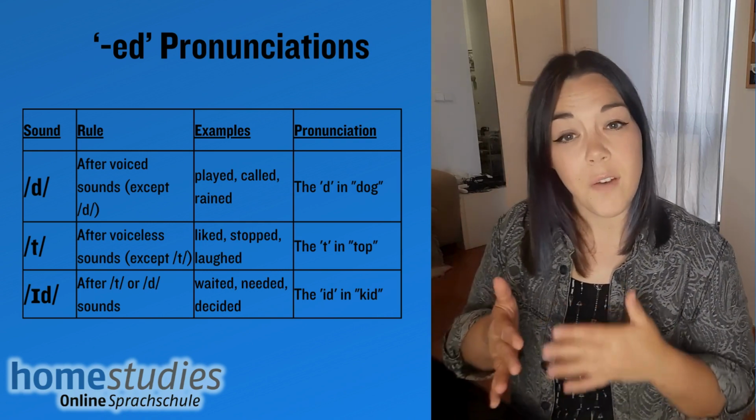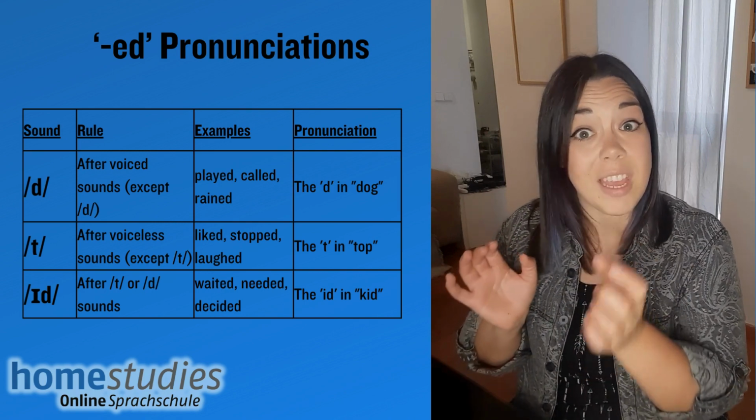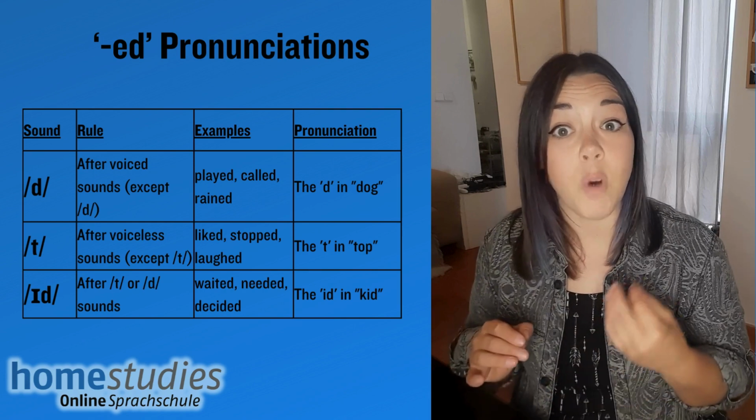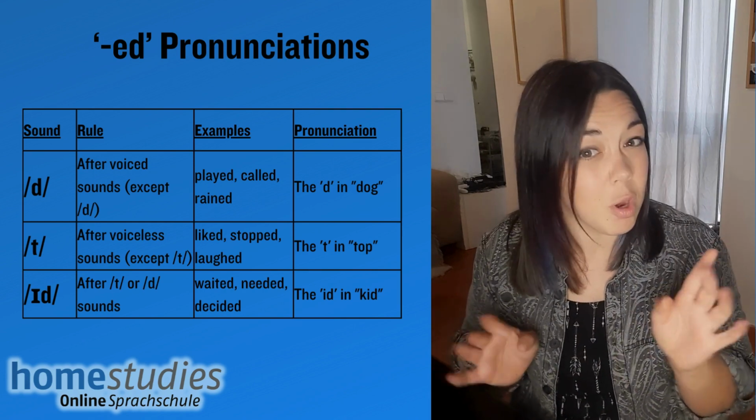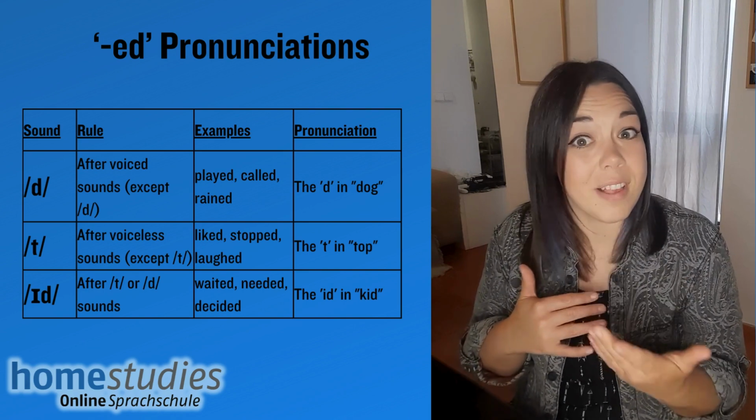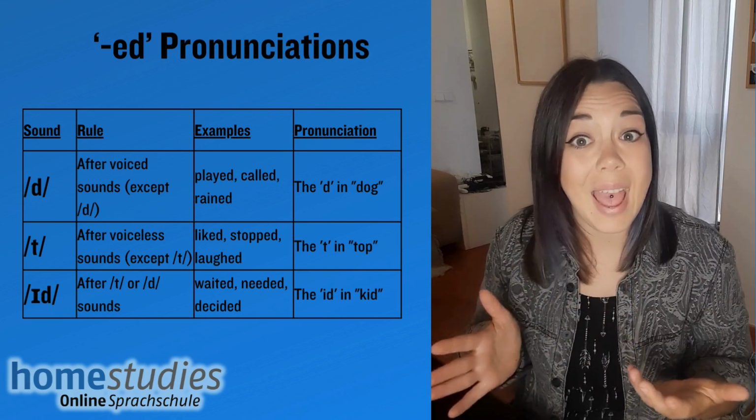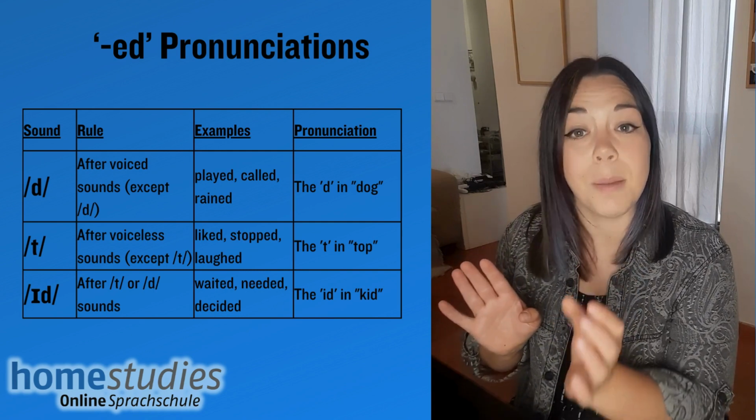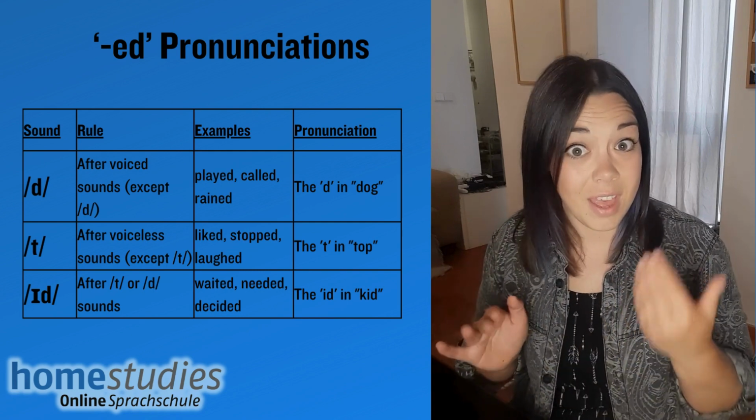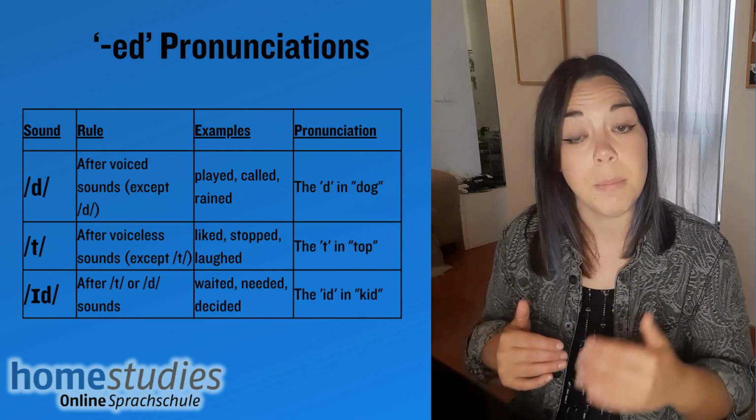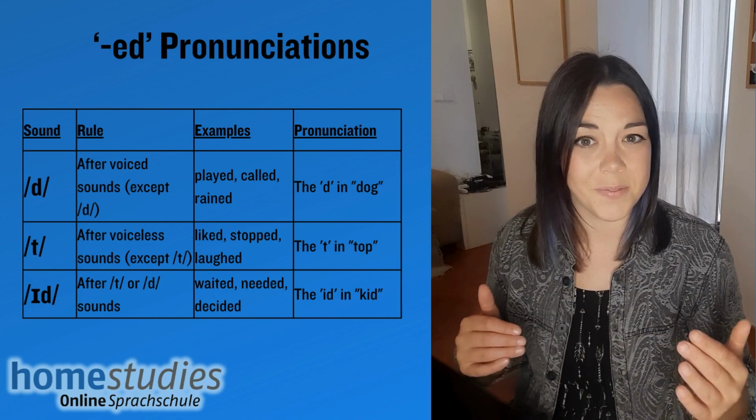Next, we have verbs where the ed in the past simple is pronounced d. And we do this for verbs where the final sound of the base verb is voiced, with the exception of the D, but we'll come to that. So for example, I can think of the word play. Okay, the final sound of that word is y, play. And that is a voiced sound. So therefore, when we put it into the past simple, it becomes played.